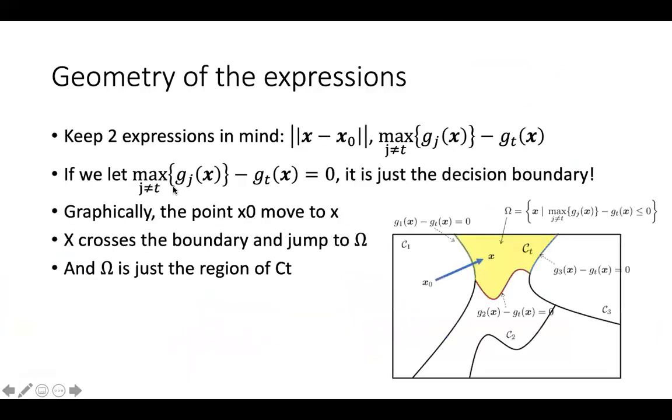For the second expression, if we let it be 0, then it's just the decision boundary. Graphically, if we move x0 to x, then x actually crosses the boundary and jumps into gamma. Gamma is defined here as where this equation is less than or equal to 0, and gamma is just the region of class T. So this is just the boundary.